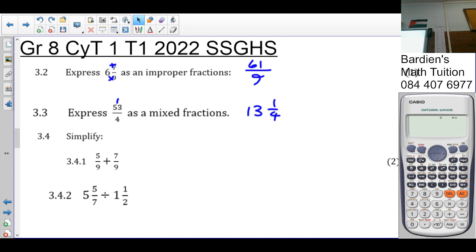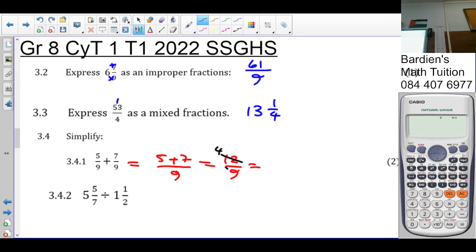The next one, question 3.4.1. They ask you to simplify. When you add and subtract, the denominator will be the same. Is the denominator the same? Yes, which is 9. So it's going to be 5 plus 7, which is 12, so it's 12 over 9. 3 goes into 12 four times, 3 goes into 9 thrice. So the answer is 4 over 3, or 1 and 1 over 3.